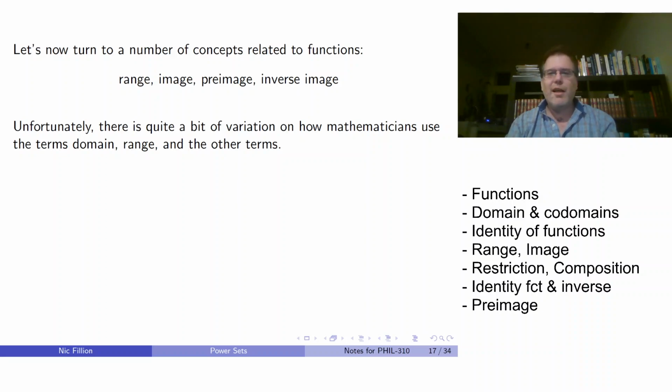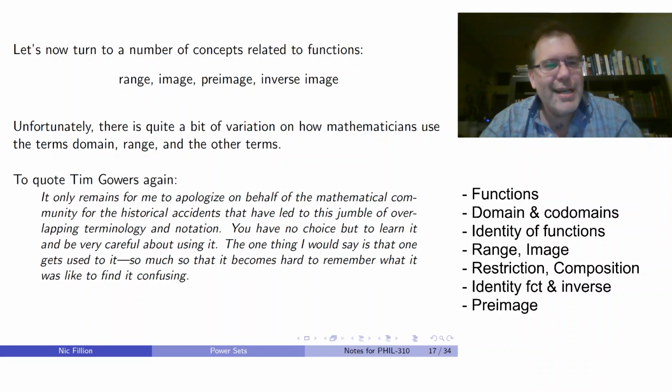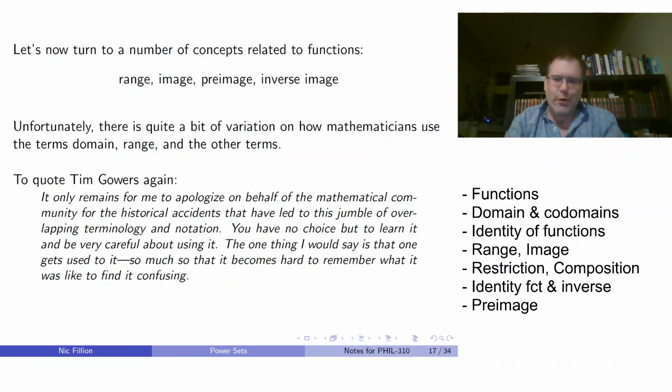And if you allow me, I'll cite Tim Gowers, the Fields medalist again, who says, "It only remains for me to apologize on behalf of the mathematical community for the historical accidents that have led to this jumble of overlapping terminology and notation. You have no choice but to learn it and be very careful about using it. The only thing I would say is that one gets used to it, so much so that it becomes hard to remember what it was like to find it confusing."